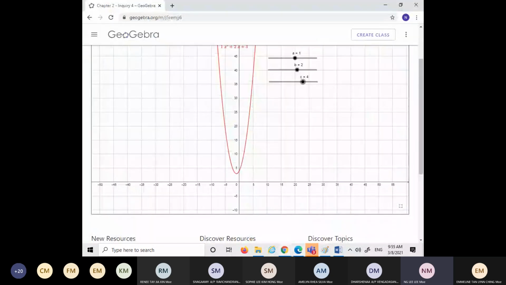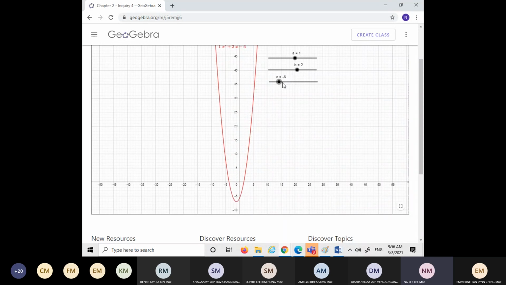If this is 3, you see, it moves up, up, up. Then it moves down, down, down. This is the meaning. It shifts the whole graph up or down, but the rest remains. The shape is unchanged.